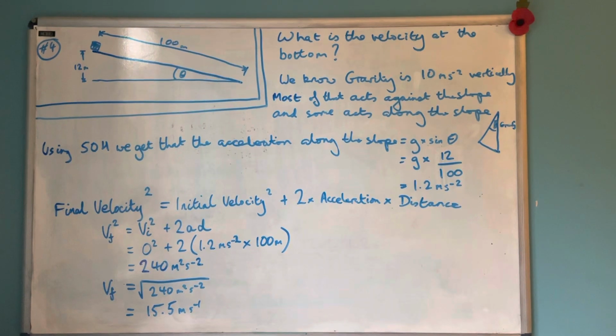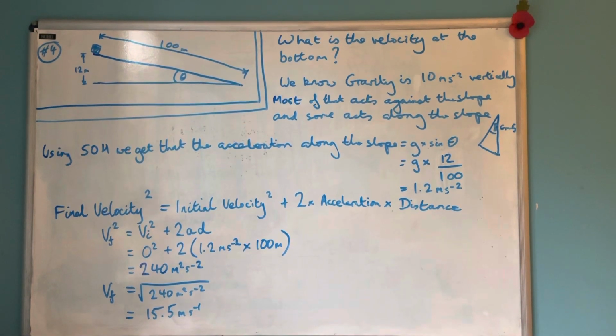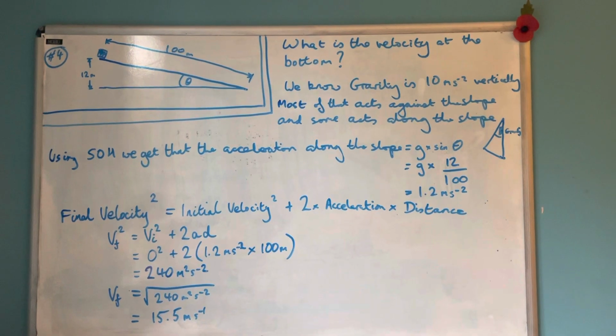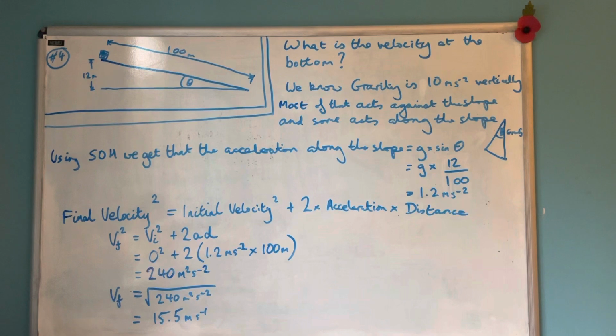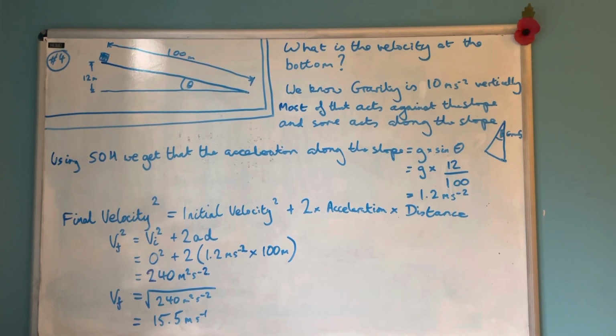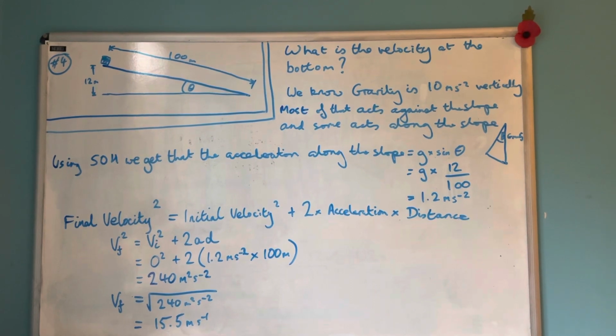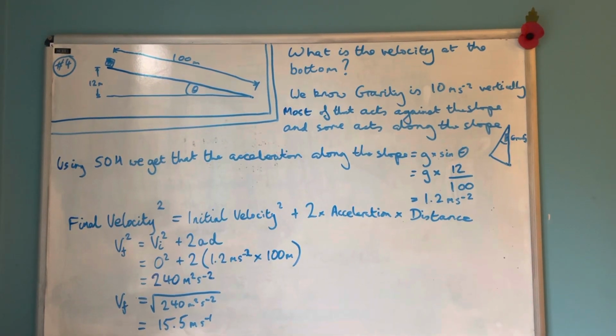So we know gravity is 10 meters per second squared vertically, and most of that is going to act against the slope, given it's quite a gentle slope, but some acts along the slope, and it's this bit that acts along the slope that we're interested in, because that's what's going to be accelerating the sled.